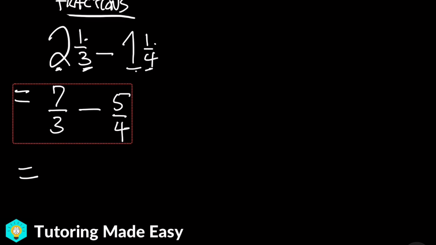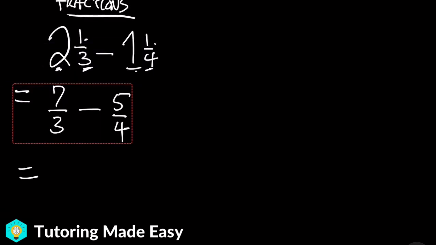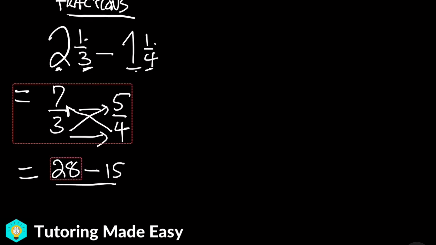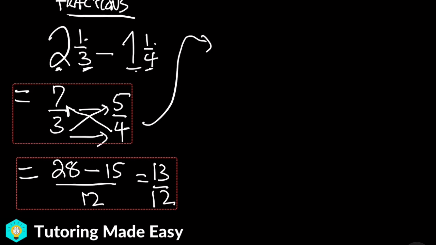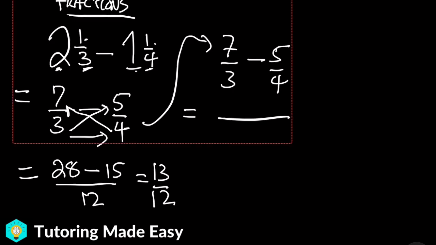In the first example, which was addition, we multiplied this by that, and you can do the same thing. You multiply 4 by 7, multiply this by that, and then multiply this by that. So you're going to get 28 minus 3 times 5, which is 15, divided by 3 times 4, which is 12. You end up getting 13 over 12. Okay. The other method, which is 7 over 3 minus 5 over 4, we look for the LCM, the least common multiple.